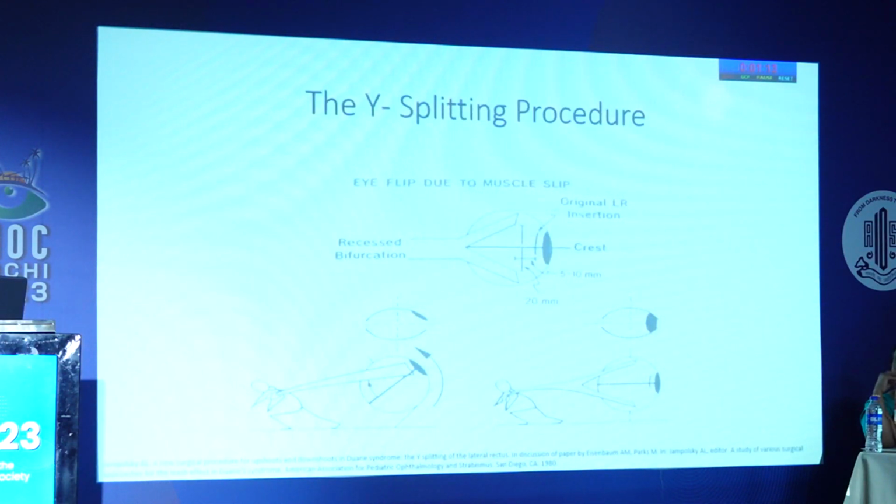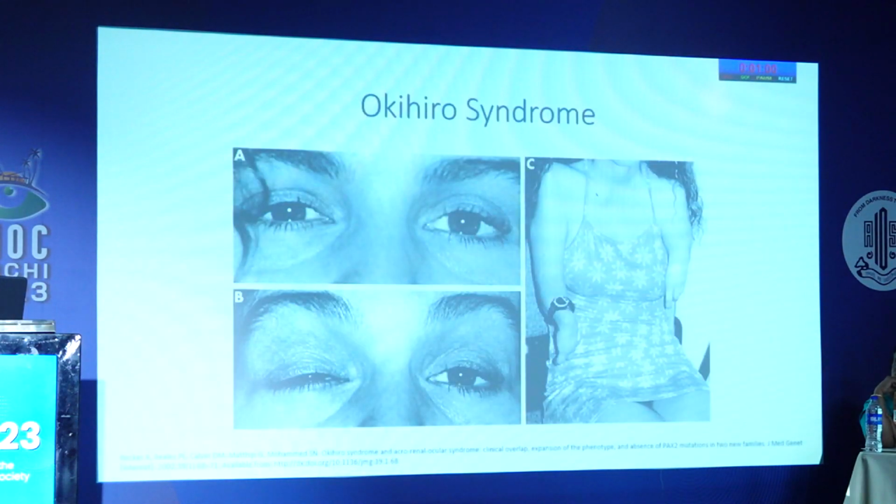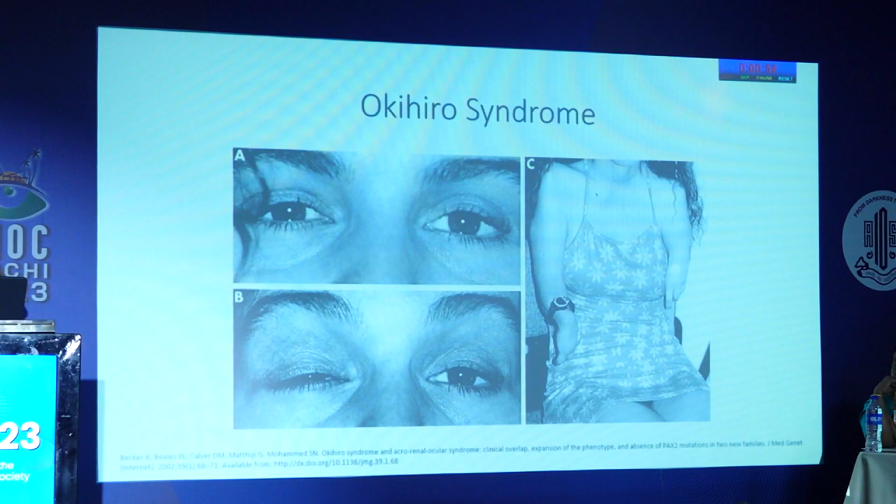A Y-splitting procedure was devised by Jampolsky in 1980 to reduce such cases where there can be a sudden upshoot, because a wide split would give a broad base for the insertion of the muscle. If they are associated with radial ray defects, as you can see here, or you can remember your pharmacology classes where there was phocomelia during thalidomide toxicity, they can be called Okihiro syndrome.